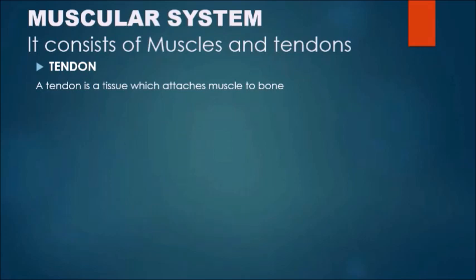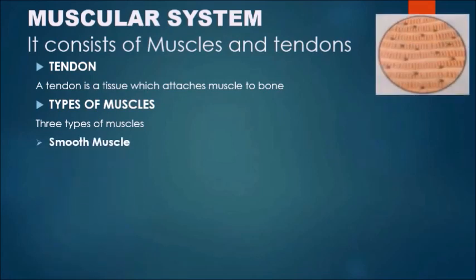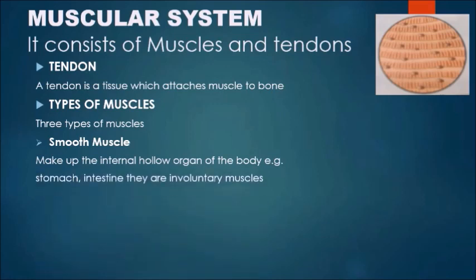Types of muscles. There are three types of muscles. Smooth muscle. The first diagram is of smooth muscle. Smooth muscles make up the internal hollow organs of the body, for example, the stomach and intestine. They are involuntary muscles. Involuntary muscles perform their jobs without us even thinking about it. They keep doing their work automatically.